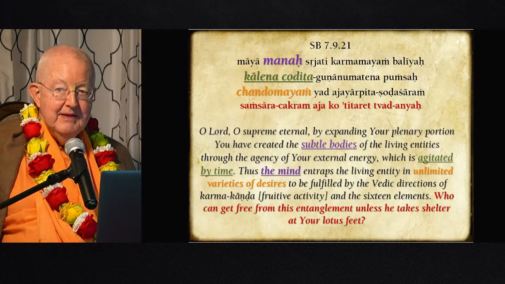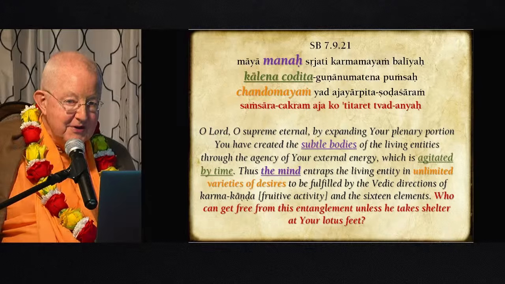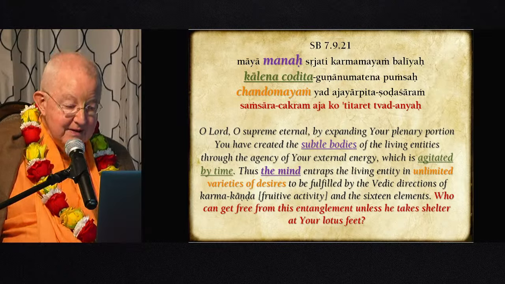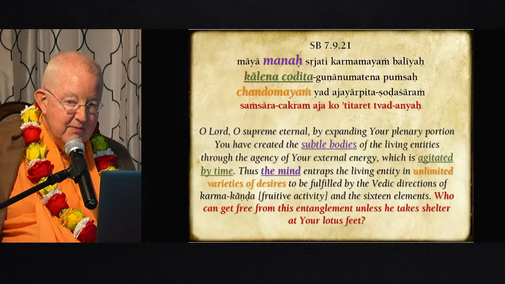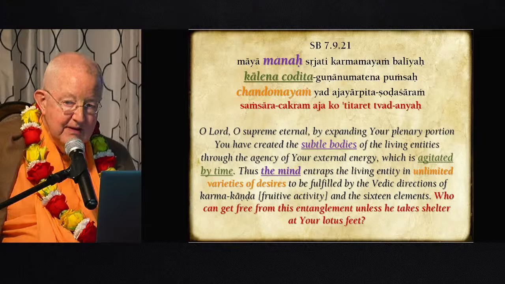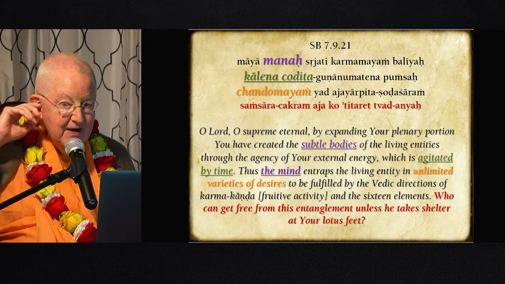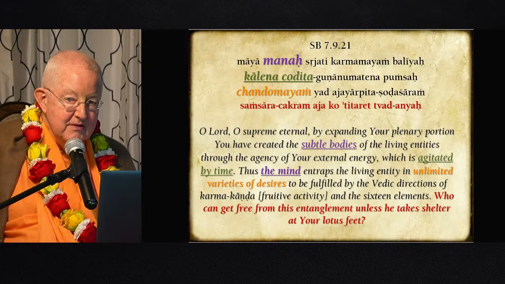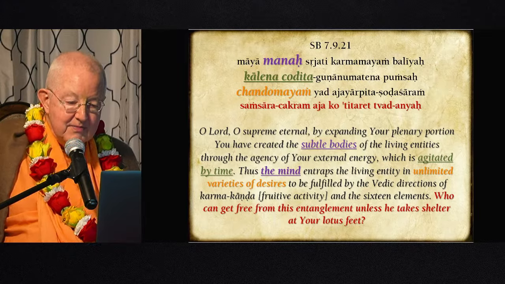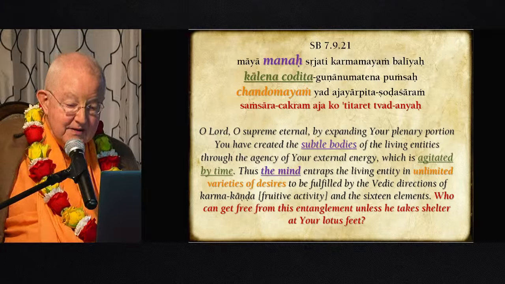They create the universe, and then they create bodies that go within the universe. They don't directly do it, but their energy does it. So you created the subtle bodies of the living entities through the agency of your external energy. So the mind, intelligence, and false ego, that's in the category of matter. Correct? 8-fold material elements: earth, water, fire, air, ether, mind, intelligence. So it's subtle material. You created the subtle bodies of living entities through the agency of your external energy, which is agitated by time.